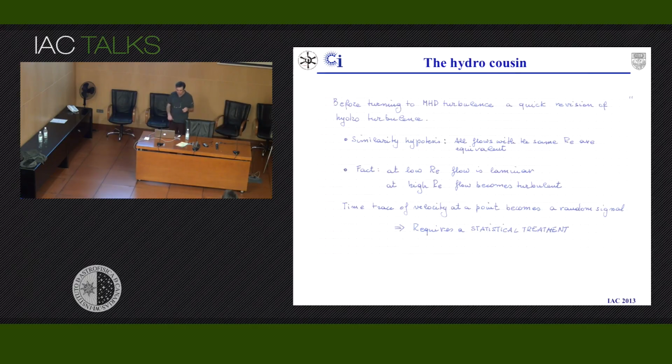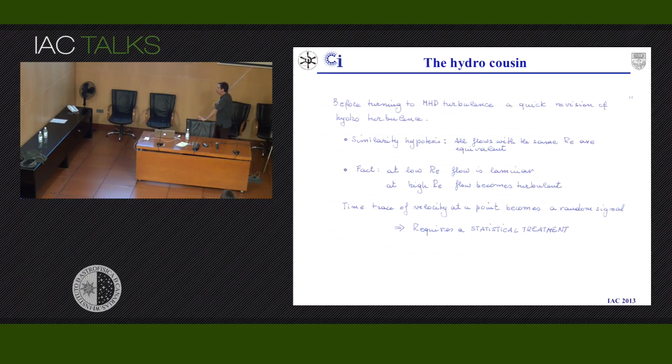So what are the properties of MHD turbulence? Now, it's impossible to talk about turbulence with magnetic fields without knowing what's going on in turbulence without the magnetic field. So let me just do, at the speed of light, the crash course in hydroturbulence. Hydroturbulence hinges on all sorts of hypotheses, but the most important are these. The similarity hypothesis: there is a number, the Reynolds number, and all the flows with the same Reynolds number are equivalent.